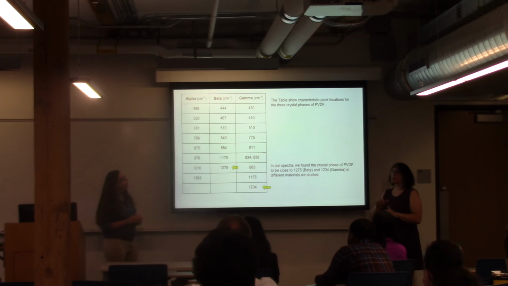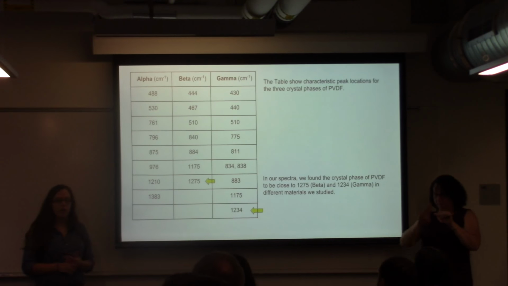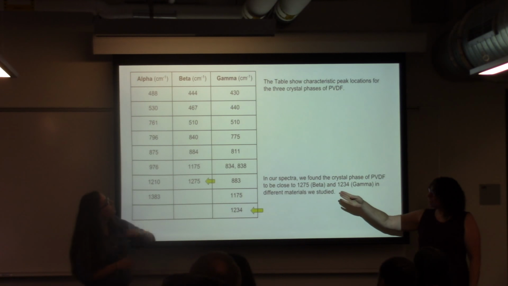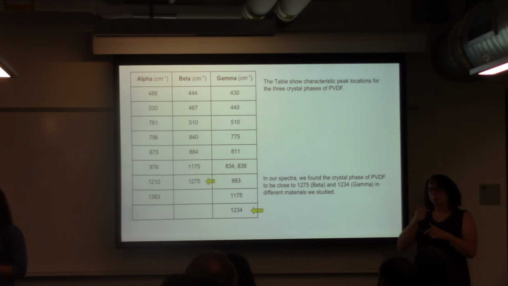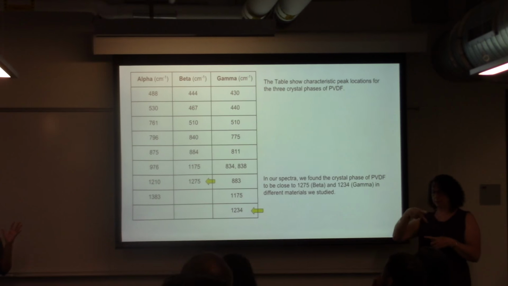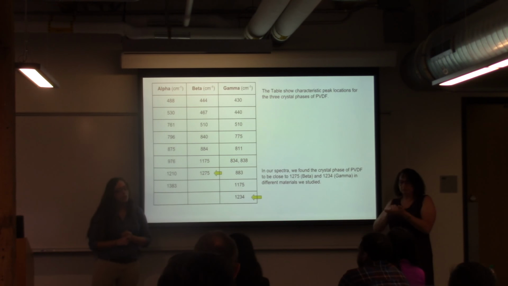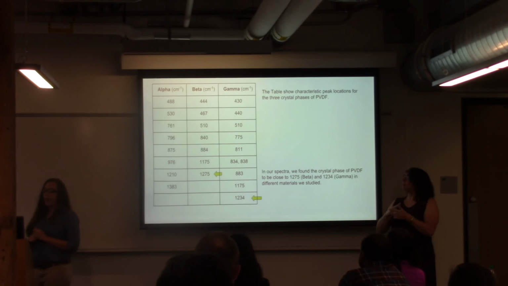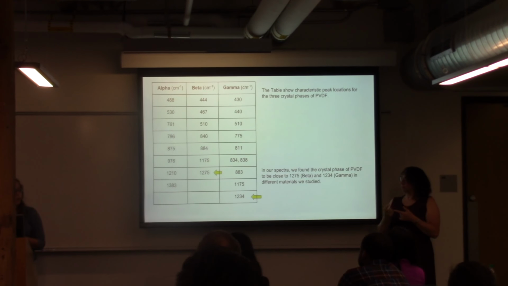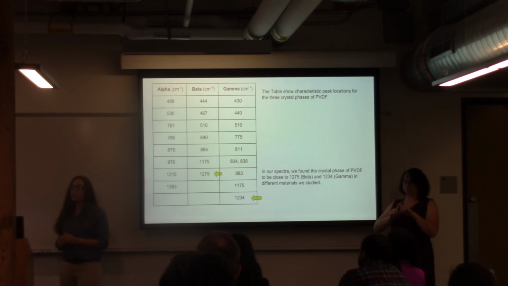Another way to help us tell alpha, beta, and gamma apart is the wavenumber in centimeters. So, in our spectrum, we found the PVDF peak to be close to 1275, which is beta. And then we found 1234, which is gamma, in a different material that we used to study.